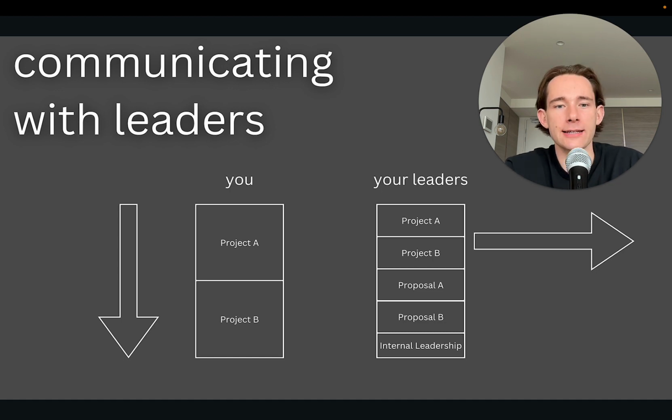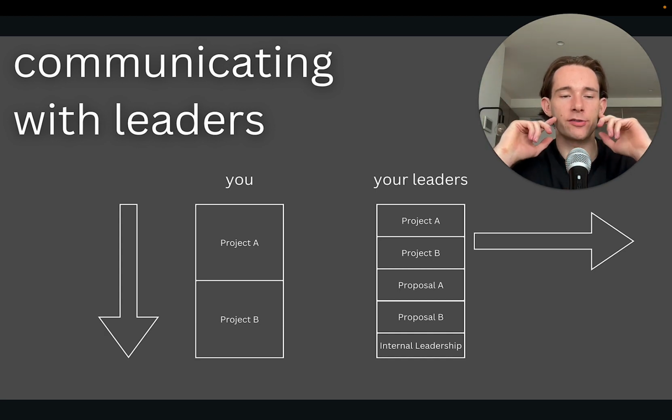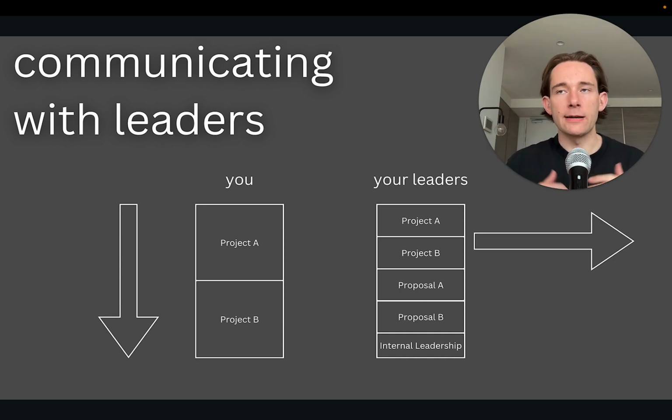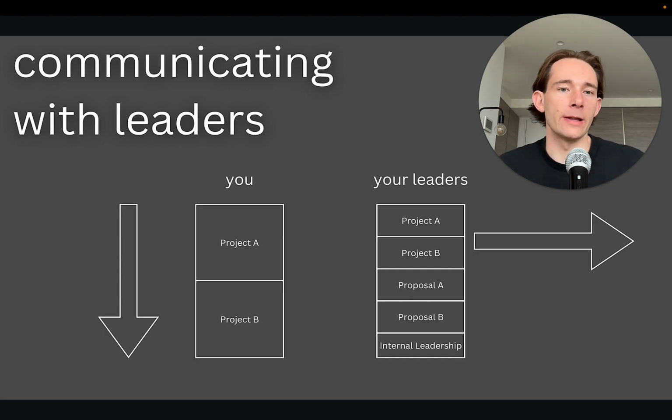Today what we're going to talk about is a simple, easy to use, easy to implement technique for how you can better communicate with leaders in your team, whether it's your managers directly above you or whoever is high up the hierarchy. It's a very useful, applicable thing at all levels.